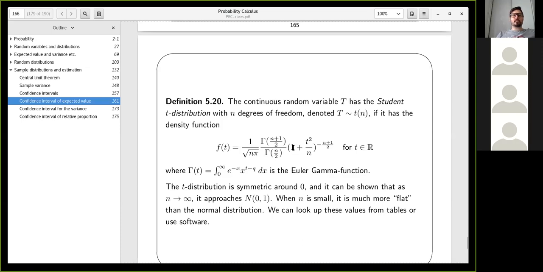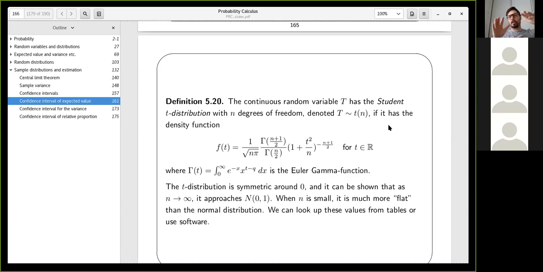So what happens here is that, when n approaches infinity, it can be shown that this approaches the density function of the normal N(0,1) distribution. So as you would expect, if we have an infinitely large sample, then the normality assumptions will hold, no questions asked. But if the sample is smaller, then this is wider.